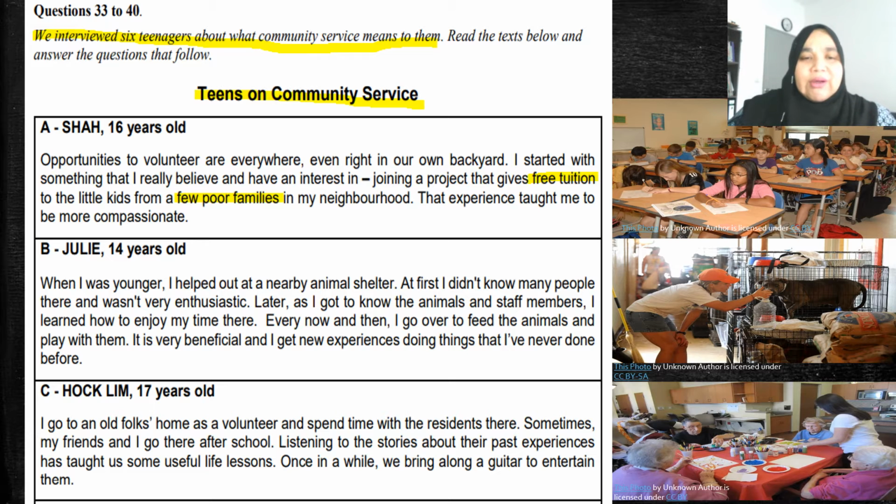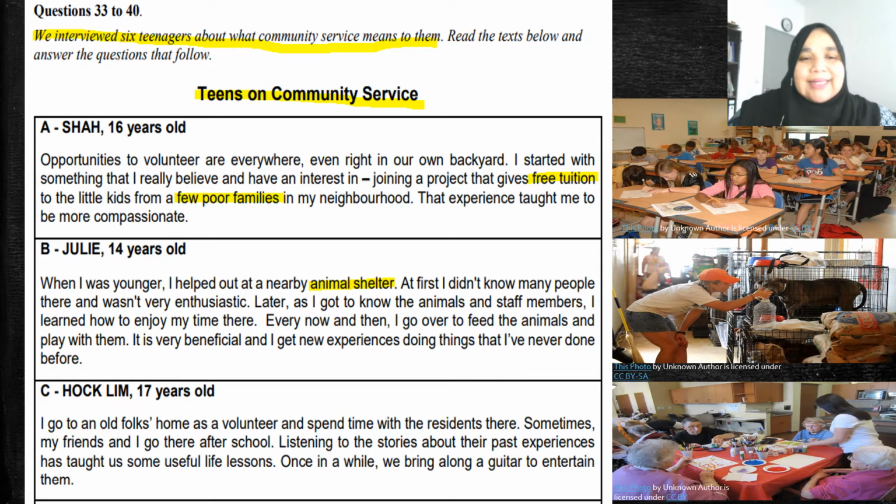Okay, next, we have Julie, 14 years old. When I was younger, I helped out at a nearby animal shelter. At first, I didn't know many people there and wasn't very enthusiastic. Later, as I got to know the animals and staff members, I learned how to enjoy my time there. Every now and then, I go over to feed the animals and play with them. It is very beneficial and I get new experiences doing things that I have never done before.